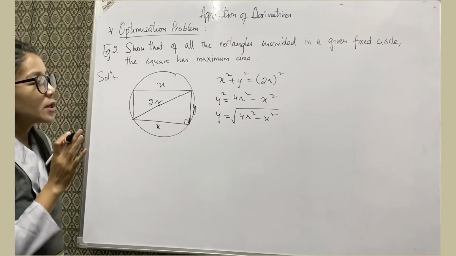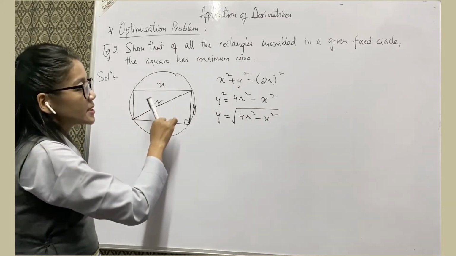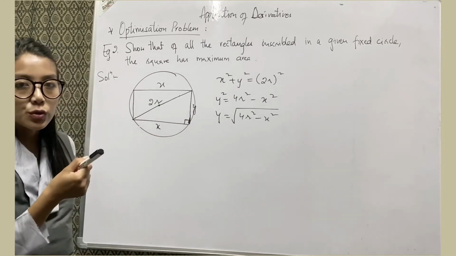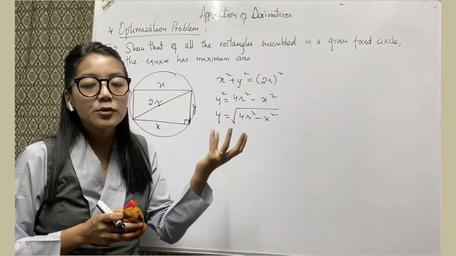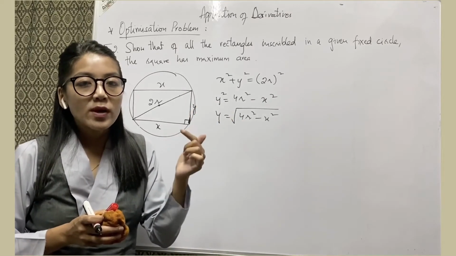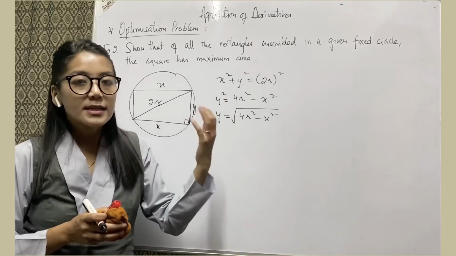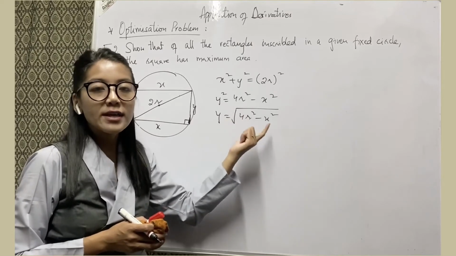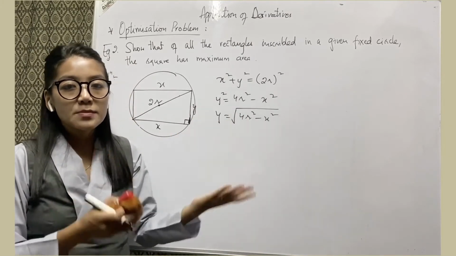So now you can see the given radius, I used it to express y in terms of x, or you can do x in terms of y. Like in the previous example, I had used the sum x plus y equal to 24 in expressing y in terms of x. Similarly, I'm doing it here. It's the same, but you have to express one variable in terms of the other.